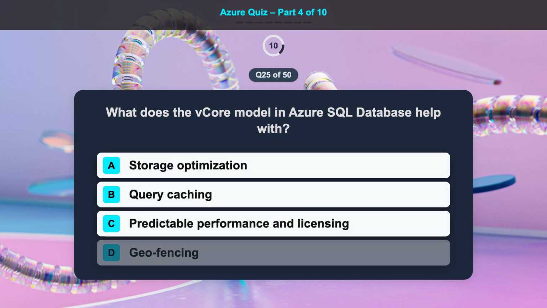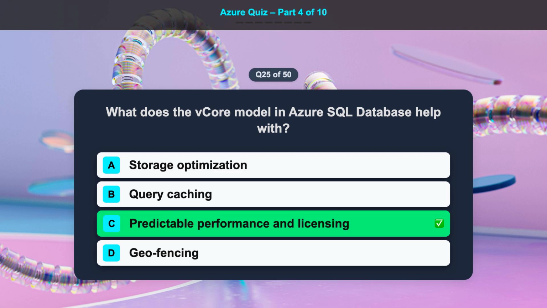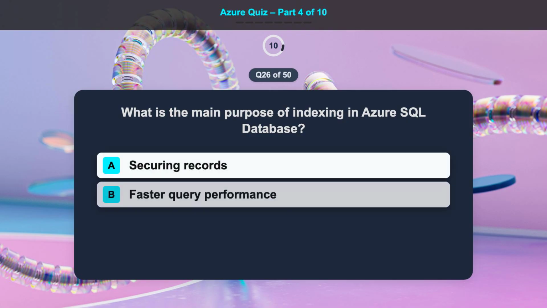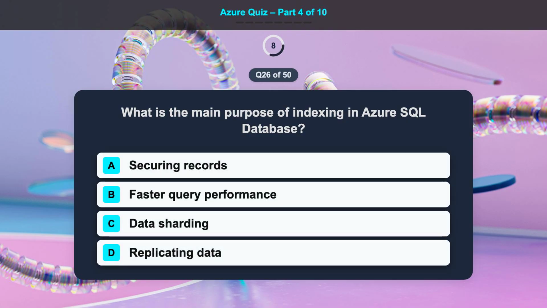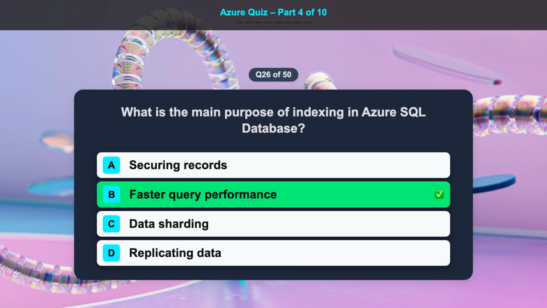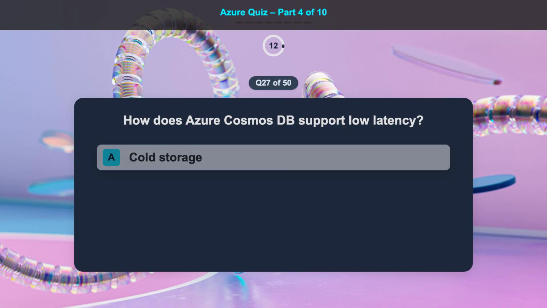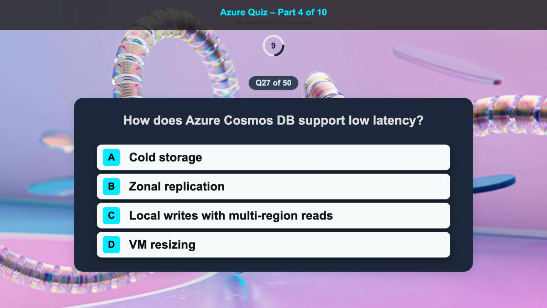Question 25. What does the vCore model in Azure SQL Database help with? Question 26. What is the main purpose of indexing in Azure SQL Database? Question 27. How does Azure Cosmos DB support low latency?